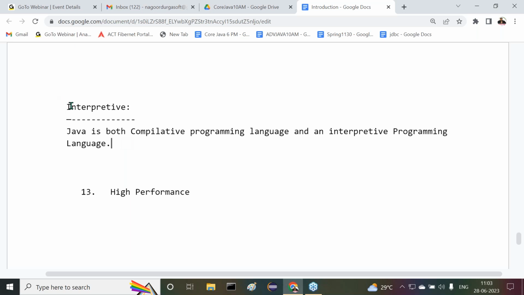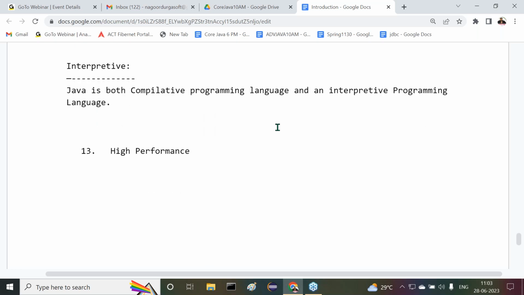You may ask me one question: sir, why is it interpretive? The meaning of this is that Java is already compilative, but it is also an interpretive programming language. That's the meaning we can understand here. Right, so Java is both a compilative programming language and an interpretive programming language. Why? Because we have to understand the reasons.